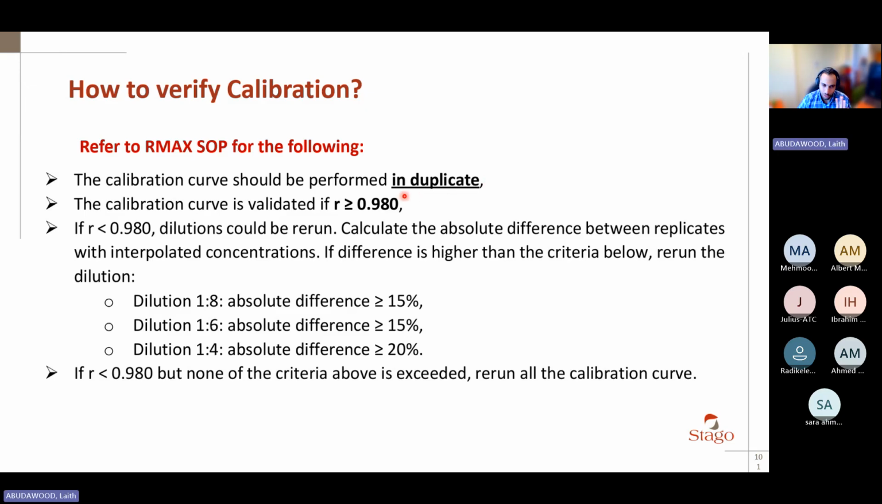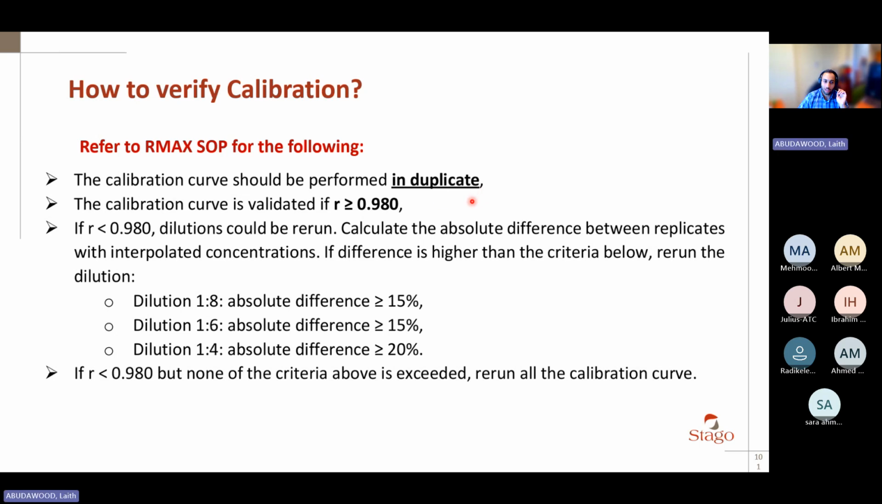This comes from the SOP of Rmax. Piece of advice we learned from experience in the field: do not run von Willebrand RCO calibration in duplicate. I know the SOP says so, but most likely your calibration will fail. Change the settings, change the methodology of von Willebrand RCO to single, not duplicate, for calibration only. Okay? It will be fine.